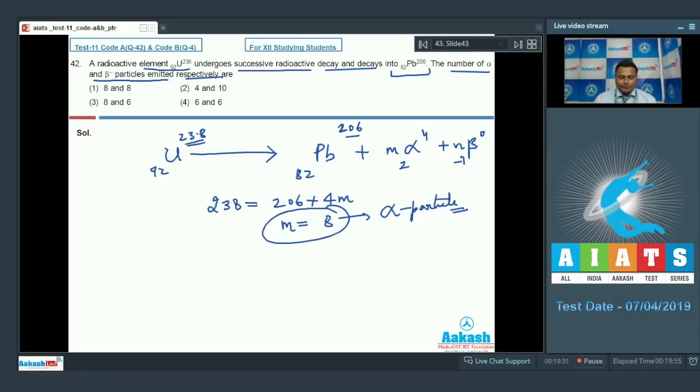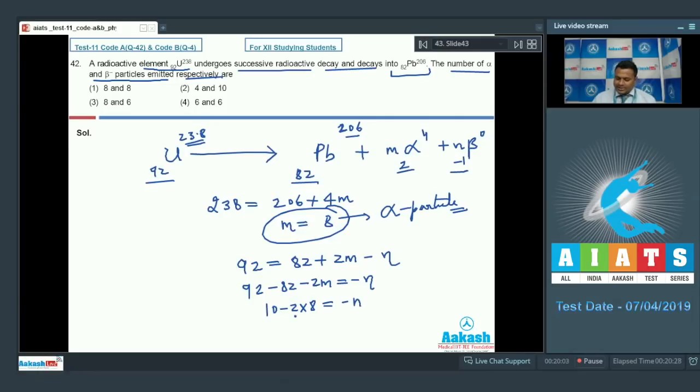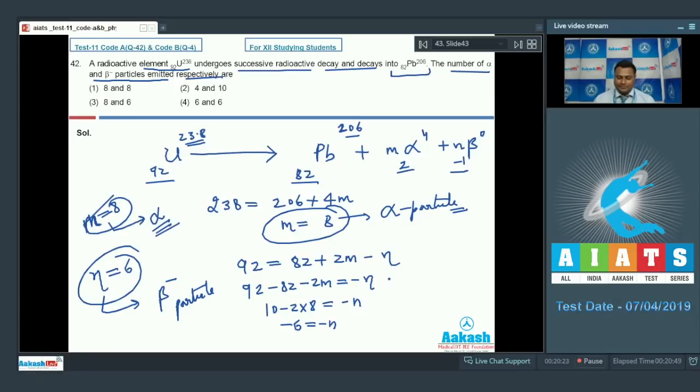Now let's solve for beta as well. We know very well that number of protons, the atomic number, must also be conserved. So 92 equals 82 plus 2m minus n. 92 minus 82 minus 2m equals minus n. Putting the value of m here, we get 92 minus 82, that is 10, minus 2 into 8 equals minus n. 10 minus 16, that is minus 6 equals minus n. So finally n is 6, that is beta minus particle. M is 8, that is number of alpha particle. So 8 alpha, 6 beta. Finally we will go with option number 3, which is absolutely correct.